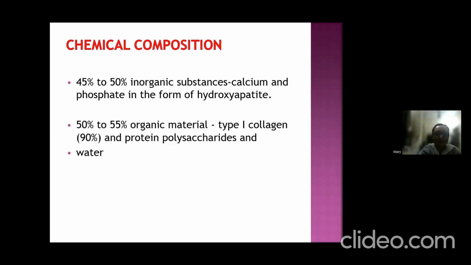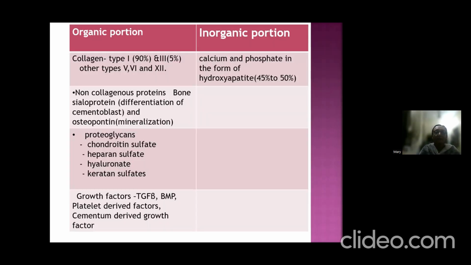Besides type 1 collagen, we have various other collagens. So they are the type 3, which constitutes 5%, and trace amounts of type 5, type 6 and type 12 collagens. And there are also non-collagenous proteins, which are the bone proteins, which help in differentiation and maturation of the cementoblast, and also osteopontin, which helps in the mineralization.